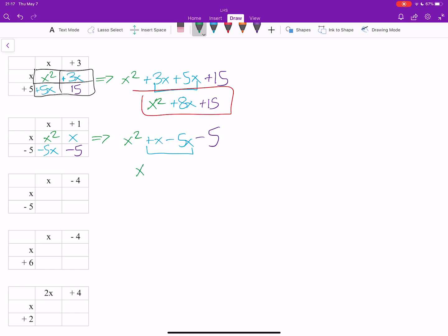First, let me just bring down my x squared. If I had 1 of something and I take away 5, I have negative 4 of those left, right? Because I took away more than I had. Negative 4x, bring down my minus 5. Again, what I'm boxing in red is my final answer.